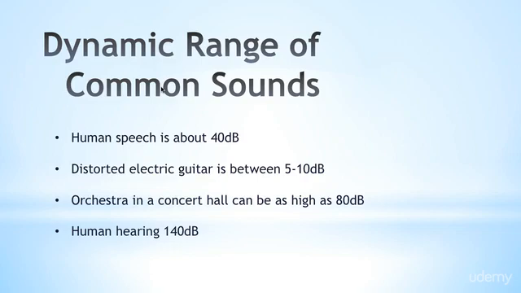Now, our ears are really, really sensitive measuring devices, and they can actually hear a dynamic range of about 140 decibels. This is from the quietest quiet that you will ever hear, all the way up to my ears are bleeding because it's really, really, really loud. It's about 140 decibels.